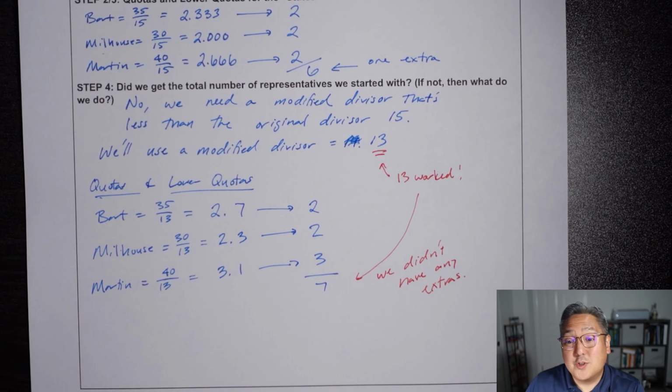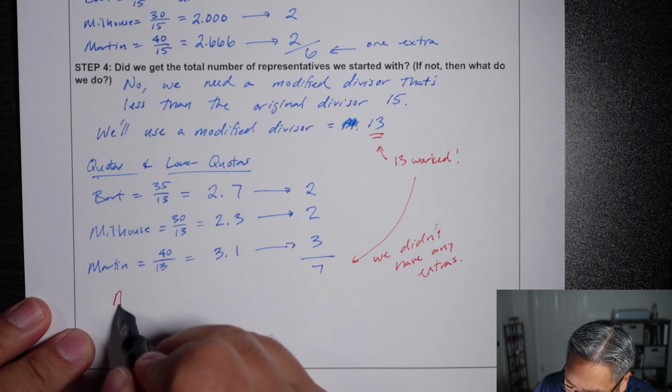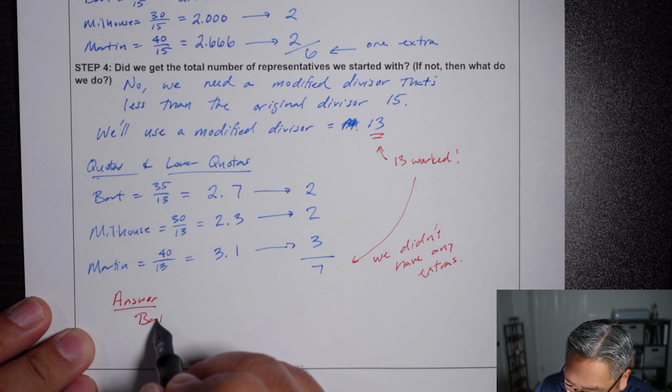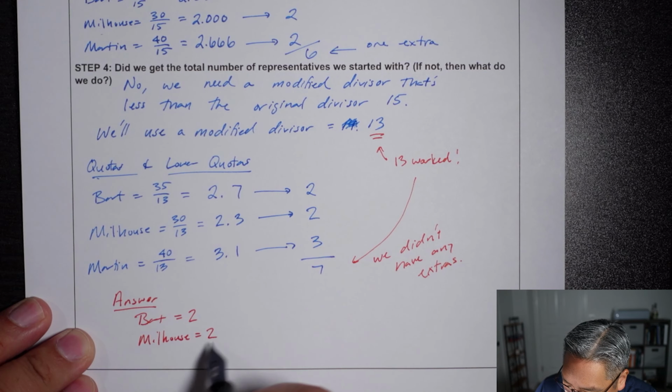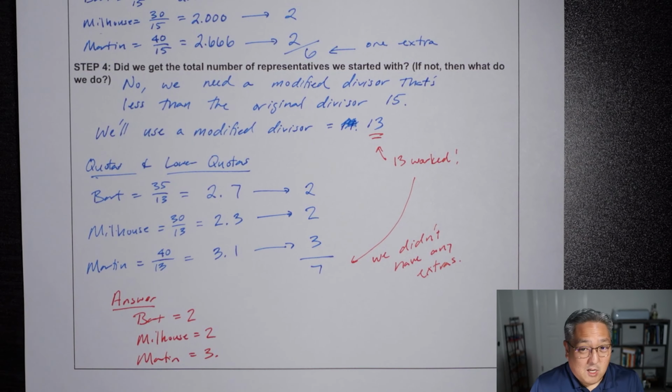Right? We weren't short in terms of giving out the number of days. So the answer here was that Bart is going to get 2 days, Millhouse is going to get 2 days, and Martin is going to get 3 days. If you recall, this is the same answer we got with the Hamilton method before, which is totally fine. It's okay for Jefferson and Hamilton to agree.